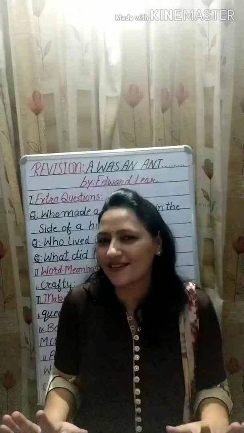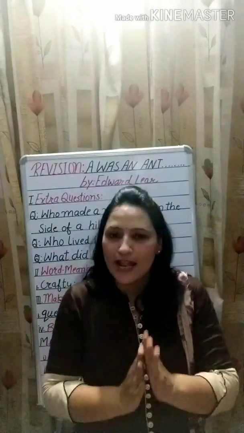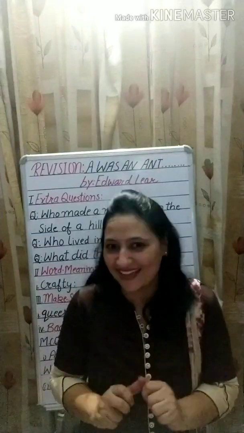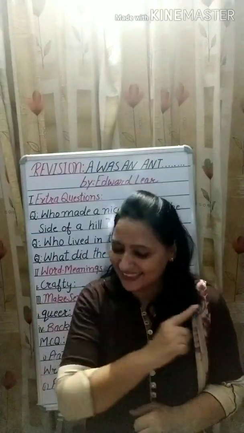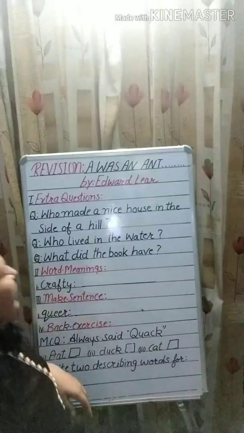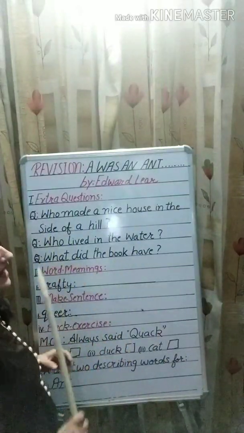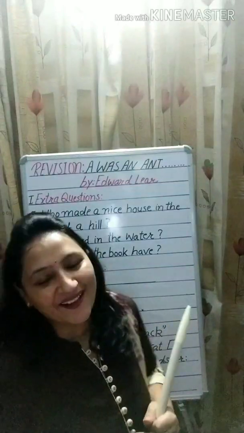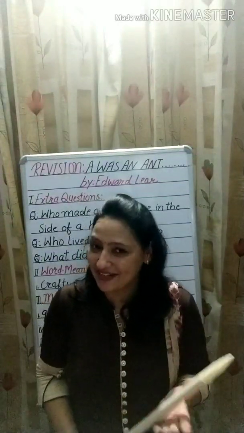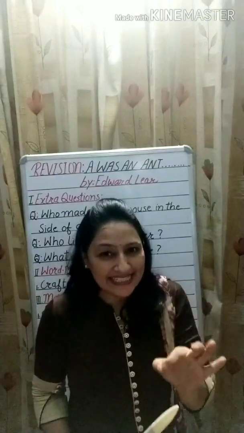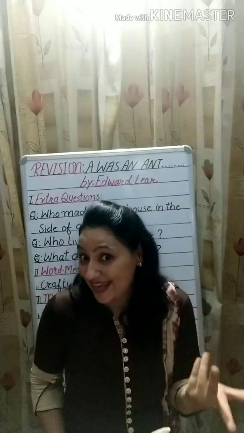Now my dear student, it's your turn. Now we are going to discuss some extra questions. So are you ready? So let's start. First question, who made a nice house in the side of a hill? Hurry up. Try to give me the answer. Yes. It is English letter A, who was an ant.